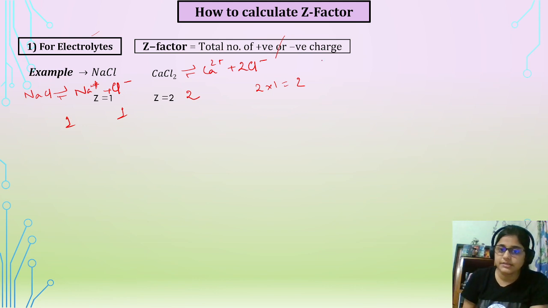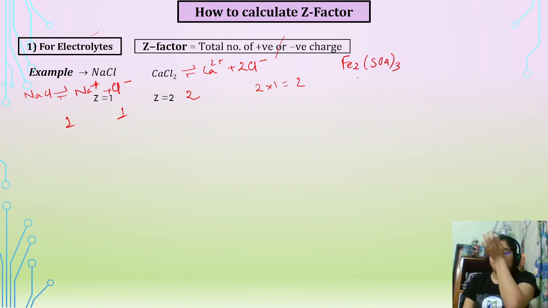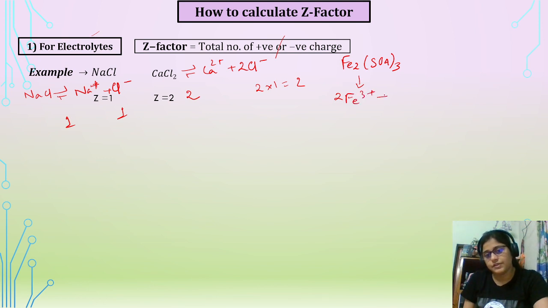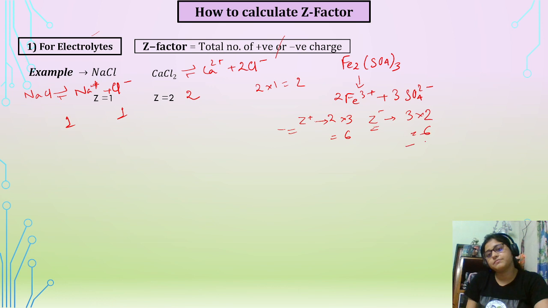Let's take another example, which is Fe2(SO4)3. Okay. So we have to see the ions which we get after dissociation. This will be 2 Fe3 plus and 3 SO4 2 minus. So the total number of positive charge, let's say Z plus, is 2 into 3, that is 6, and the total number of negative charge will also be the same. Just for your understanding, I am writing 3 into 2, which is 6. Fine. So Z will be equal to 6 here.